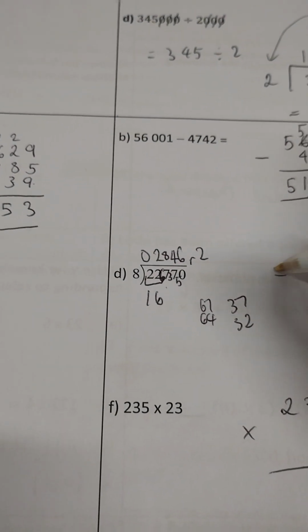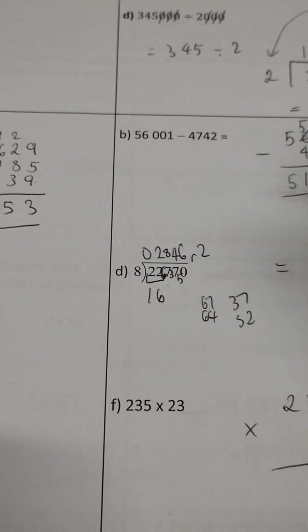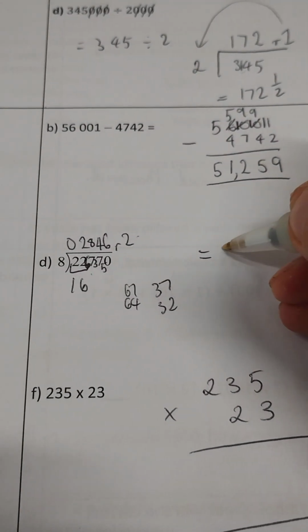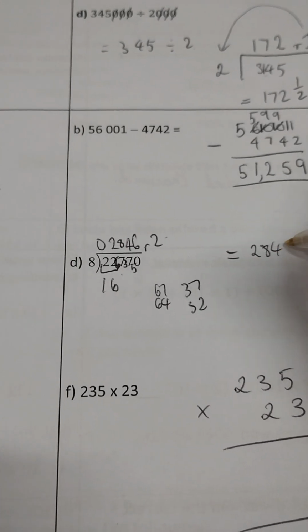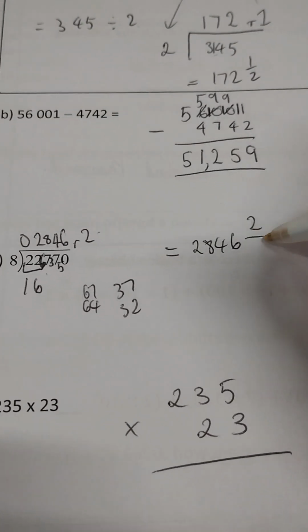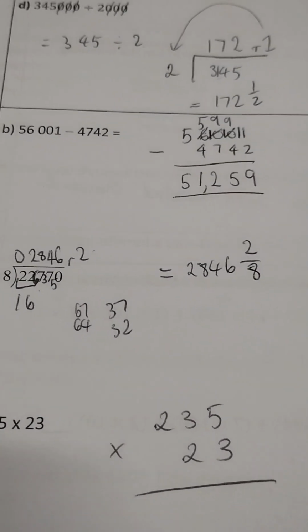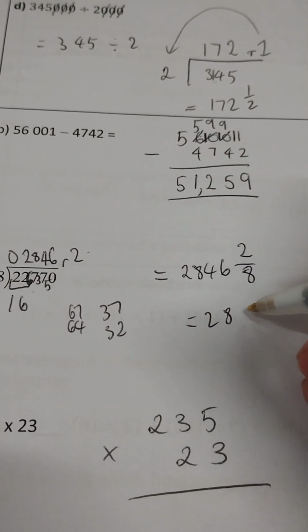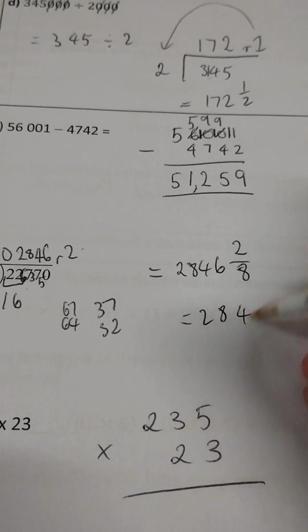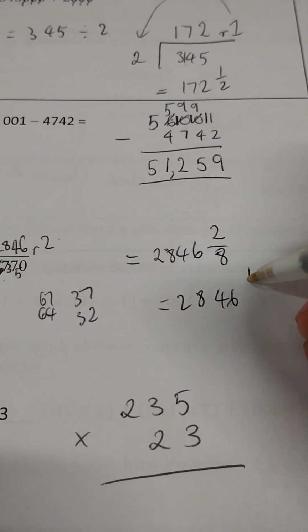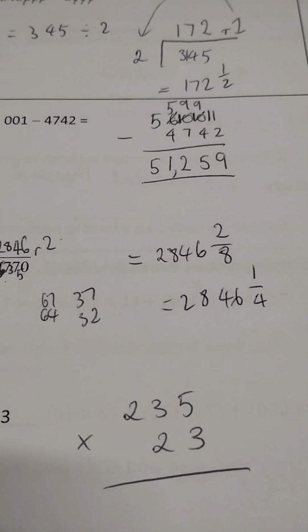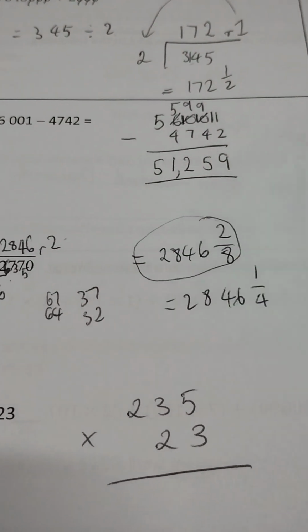All right, so then let's write our final answer. I'm going to write my remainder as a fraction. So 2 will be on top of the 8. So I've got 2,846, remainder 2 8ths. Now, if you have learned how to simplify fractions, you can simplify it, and it will look like this: 2,846 and then 1/4. Divide them both by 2. If you haven't learned that yet, you can just stop here. That's fine. Well done.